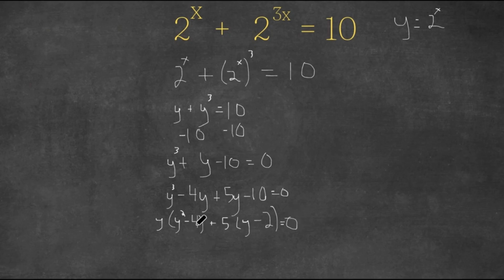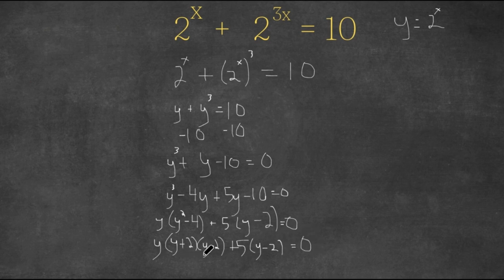And now we're going to change our y squared minus 4 into y plus 2 times y minus 2. So we have y times y plus 2 times y minus 2. We simply factored this y squared minus 4. And we're going to add this with 5 times y minus 2. And all of this still equals 0.